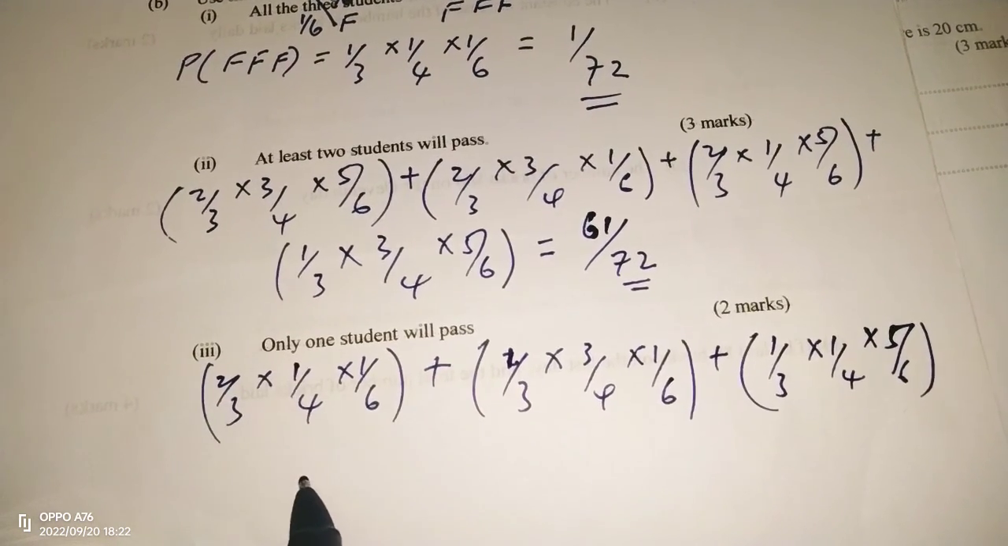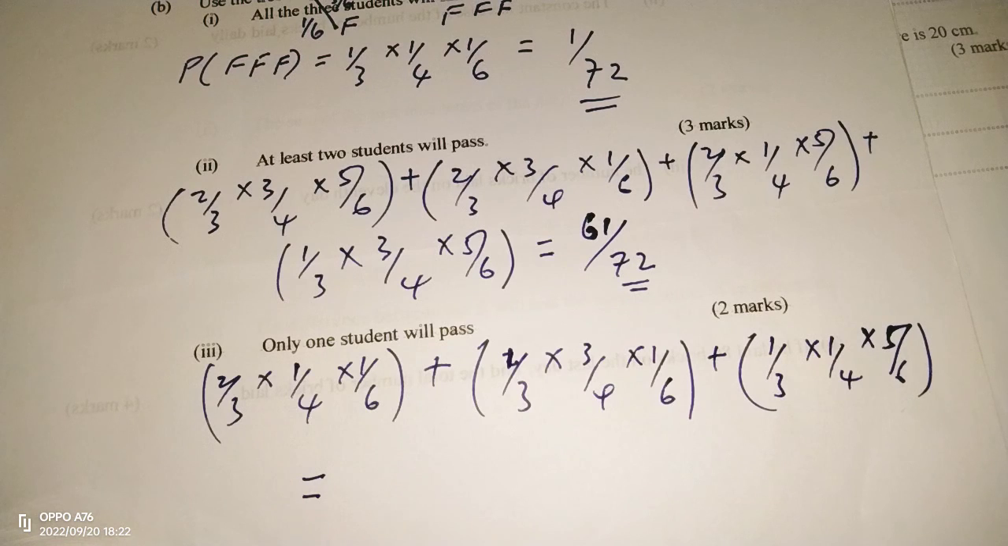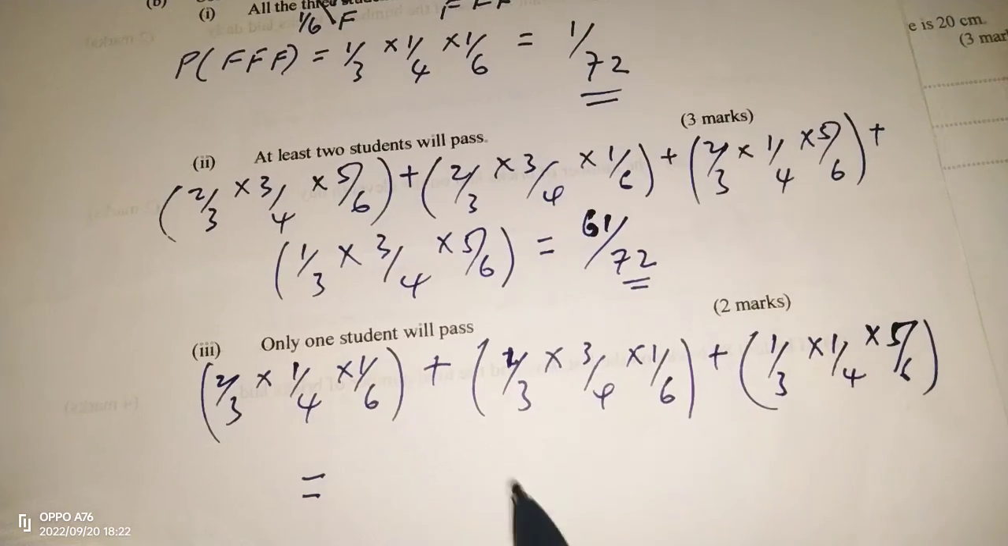Therefore, we can confirm these probabilities. The value is going to be 2 out of 3 times 1/4 times 1/6, plus a third times 3/4 times 1/6, or a third times 1/4 times 5 out of 6. So this is going to be 5 out of 36.